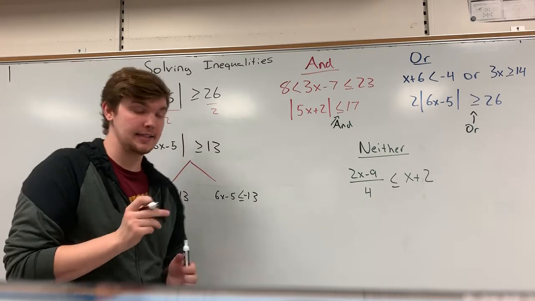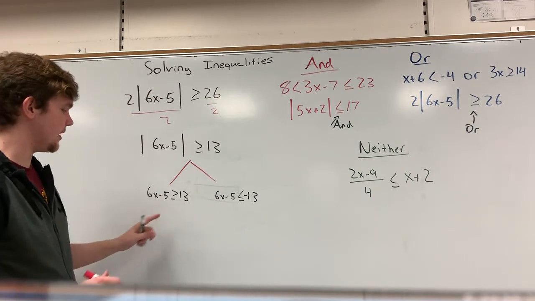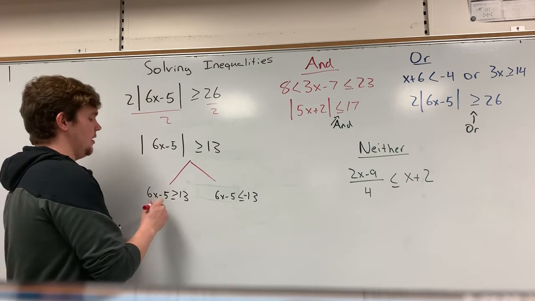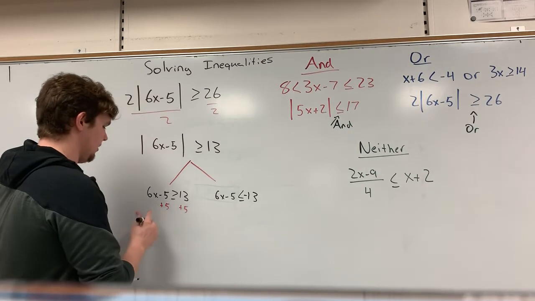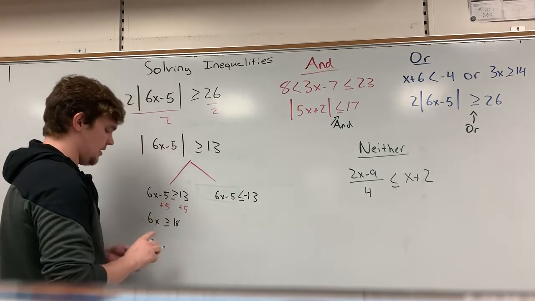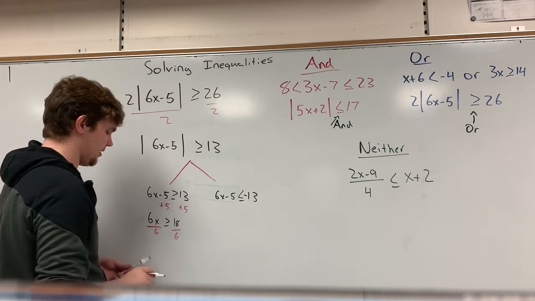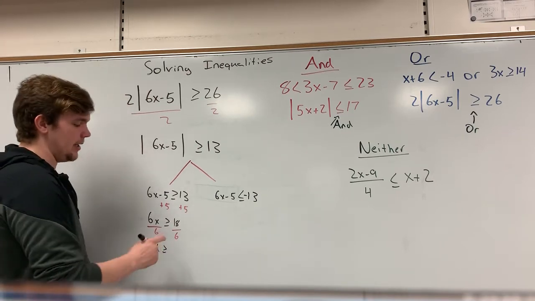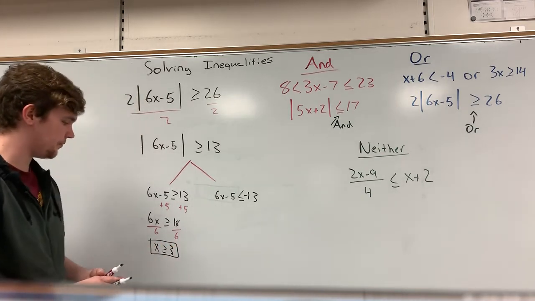Now, beyond this, it's basically just solving 2 different inequalities. So with this one, let's try to get x by itself, because x is an introvert. Let's add 5, so I get 6x greater than or equal to 18. Then let's divide by 6 on both sides, so I get x greater than or equal to 18 divided by 6, which is 3. Okay, so that's one of them.